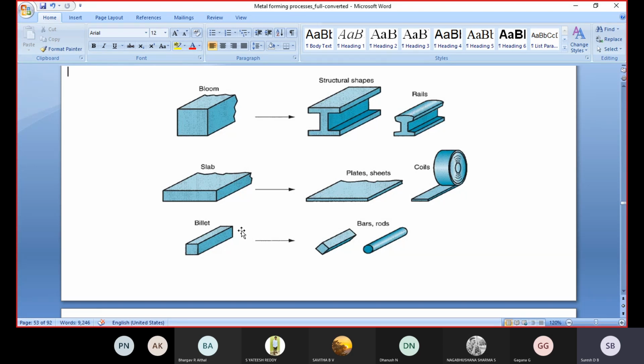Then the last one, billet. The dimensions of the billet: it is square in cross section when observed from the side view. The thickness and width are equal dimensions. The length of the billet is longer than the width and thickness.